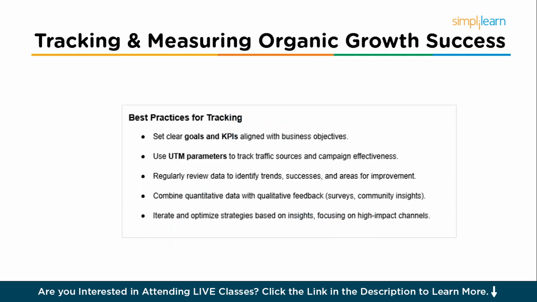So, what are the best practices for tracking? Set clear goals and KPIs. KPIs means key performance indicators aligned with the business objective. Use UTM parameters to track traffic sources and campaign effectiveness. Regularly review data to identify trends, successes, and areas for improvement. Combine quantitative data with qualitative feedback. Iterate with optimized strategies based on insight.